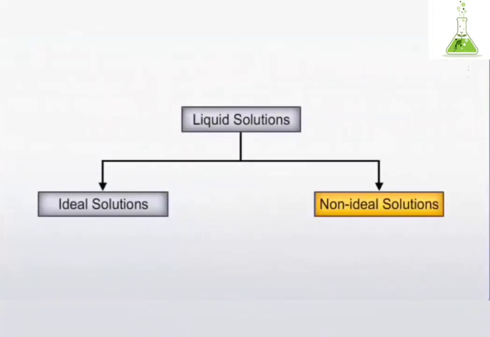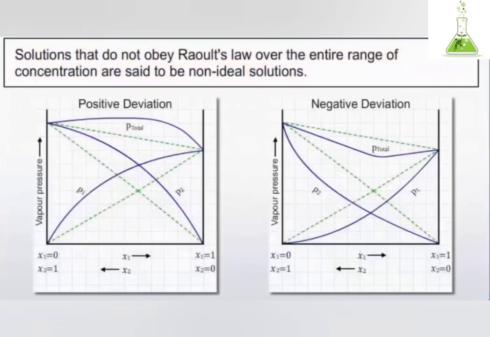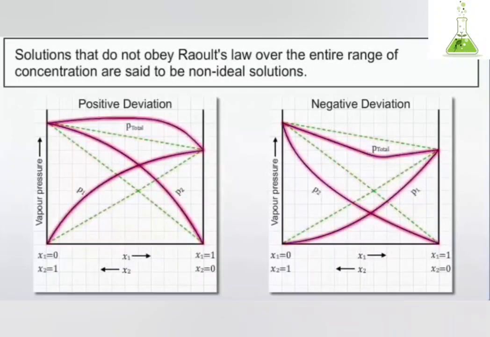Let us now discuss non-ideal solutions. The solutions that do not obey Raoult's law over the entire range of concentrations are said to be non-ideal solutions. The graphical representations of non-ideal solutions will produce curves rather than the straight lines seen in the case of ideal solutions. The dotted straight lines represent the ideal behavior, whereas the curves represent the deviation from the ideal behavior.